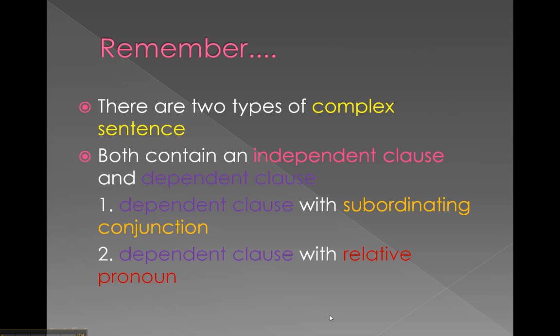So there are two types of complex sentence. Both of them contain an independent clause and a dependent clause, and that's what we looked at in the previous video. We looked last time at the complex sentence that uses a dependent clause that starts with a subordinating conjunction. This time we're going to look at complex sentences that contain dependent clauses, so a group of words that don't make sense by themselves, that start with a relative pronoun. So let's see what that's all about.